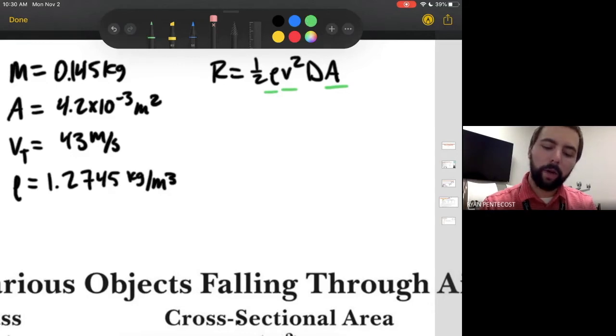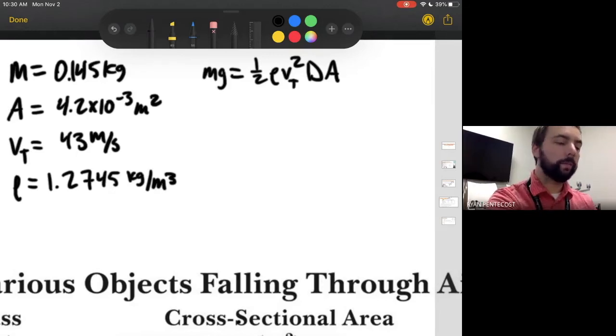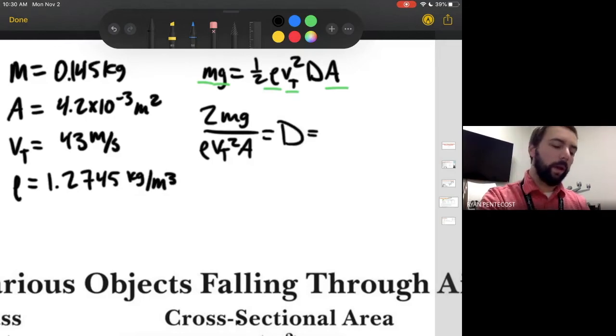So we actually need to modify our equation a little bit. Remember, we have a different equation for terminal velocity: mg equals 1/2 rho vt squared dA. So now we have m, we all know g by heart, and we have rho, vt, and A. Now we can solve for that drag coefficient. So let's move our things around. We've got 2mg, then we're going to divide by rho, vt squared, and A to get the drag coefficient of this baseball.